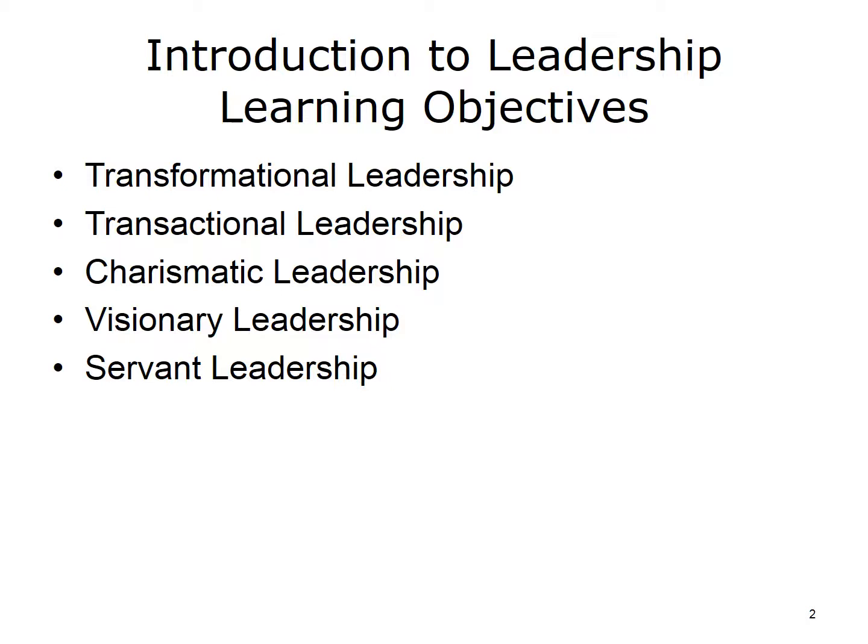The objectives for this unit, Introduction to Leadership, are to learn the definition of leadership and examine many of the leadership theories underlying the idea of leadership. This presentation will focus on the following theories of leadership: Transformational Leadership, Transactional Leadership, Charismatic Leadership, Visionary Leadership, and Servant Leadership. We will start with the transformational leader.